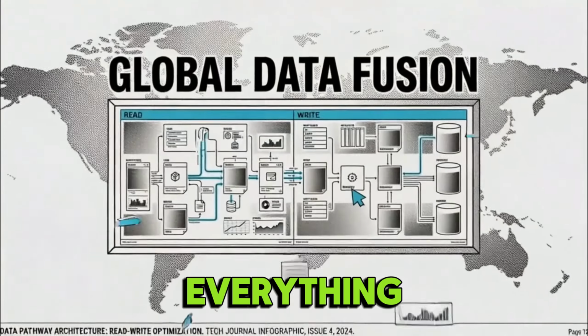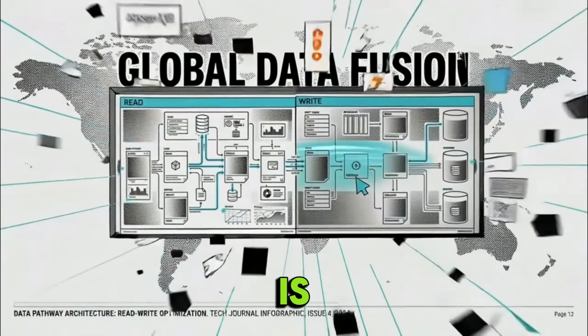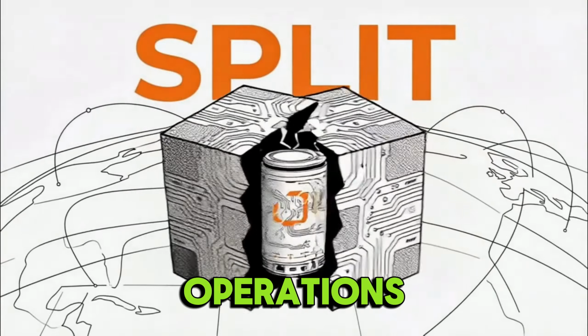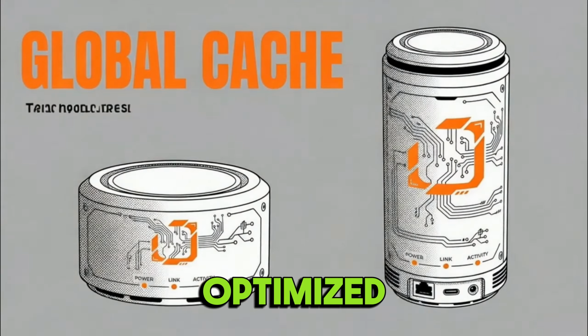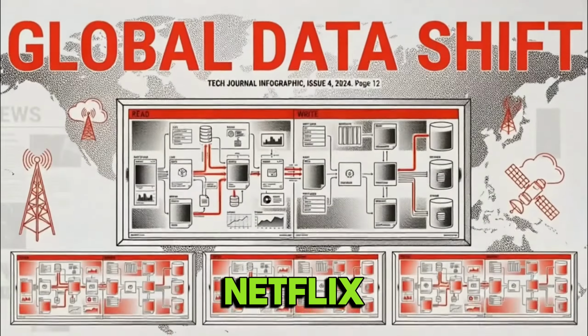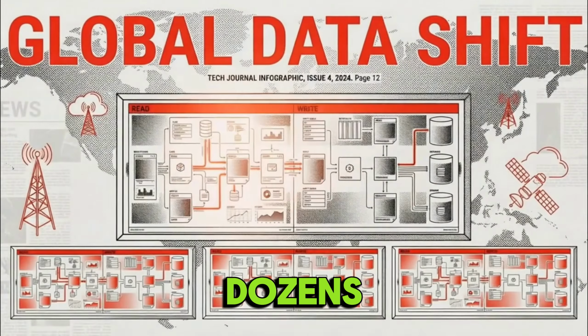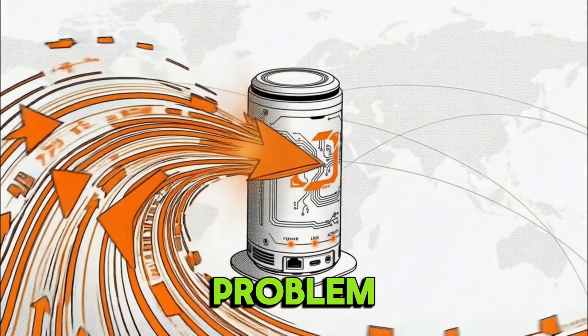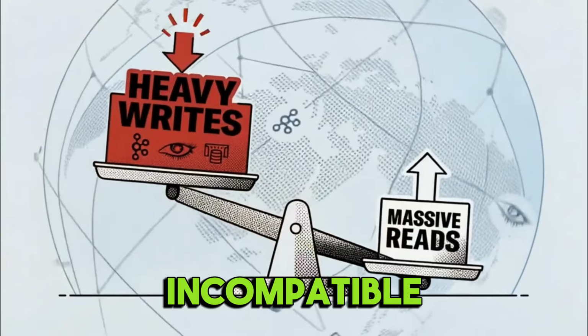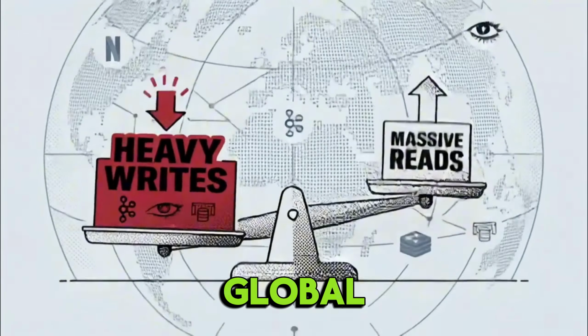Let me bring everything together. CQRS is the pattern of separating read operations from write operations into completely independent models, each optimized for their specific job. Netflix applies this pattern across dozens of their microservices to solve the fundamental distributed systems problem of reads and writes having incompatible performance requirements at global scale.